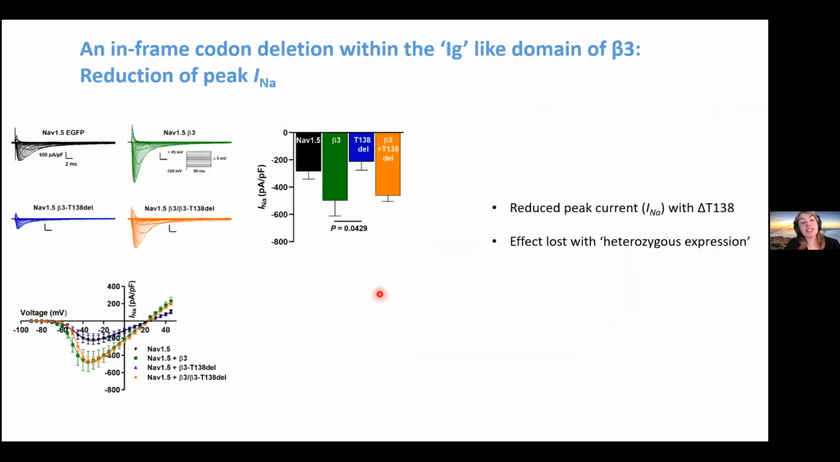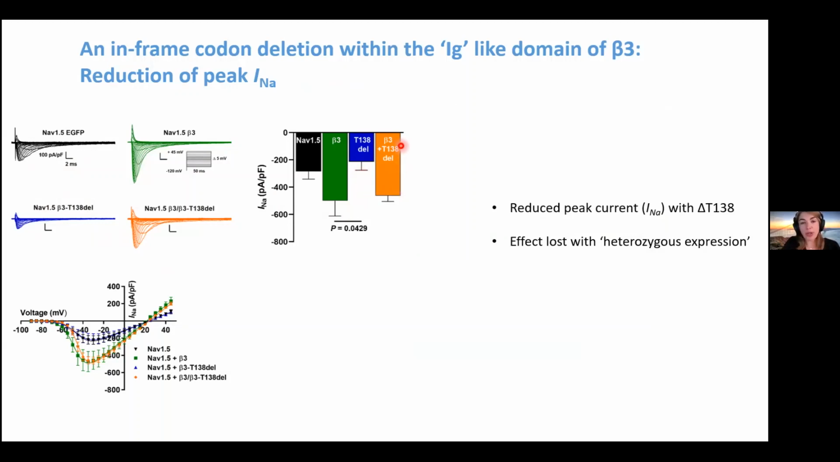Then, of course, the first thing we decided to look at was the function. Carrying out patch clamp electrophysiology, what you can see quite noticeably here is that the currents with the loss of that T138 are noticeably smaller than the other conditions. And when you look specifically at peak current, you can see that the loss of the T138 results in a reduction of current by about 50% to 2/3, which could account for Brugada syndrome.